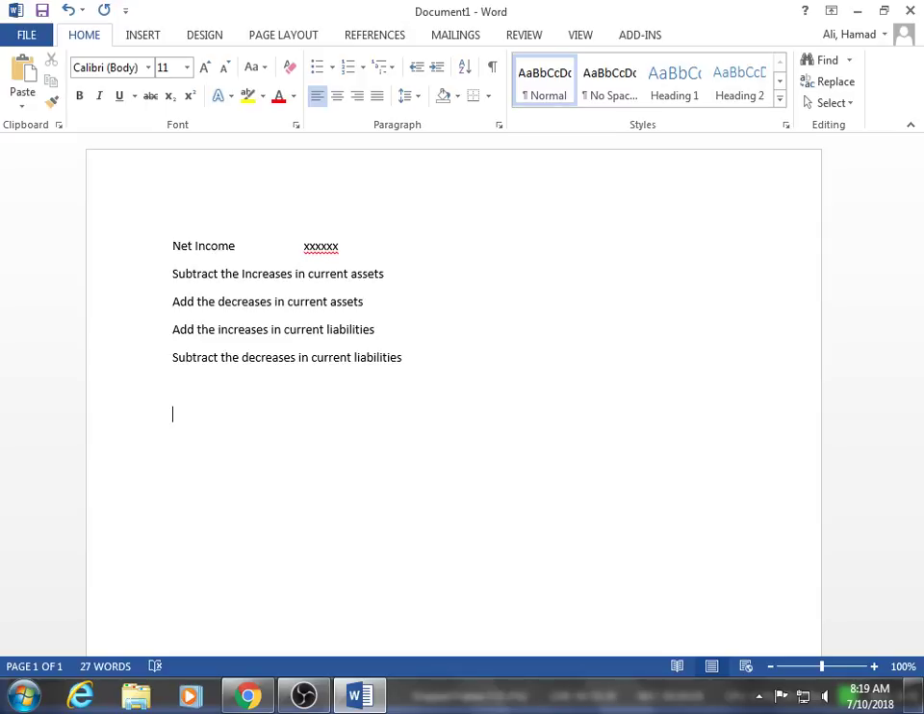Loss on sale. Remember, we add the loss and we subtract the gain because it is not an operating thing. That's why we add the loss and then we subtract the gain. So you subtract the gains and you add the losses to the operating section. Okay, so we have here a positive 5,000.